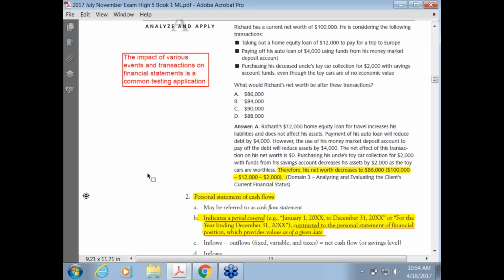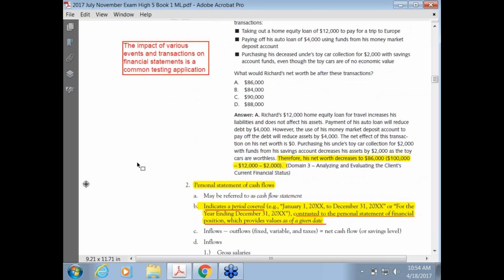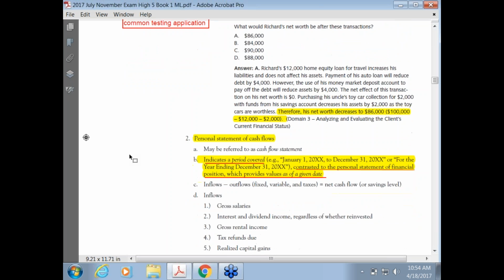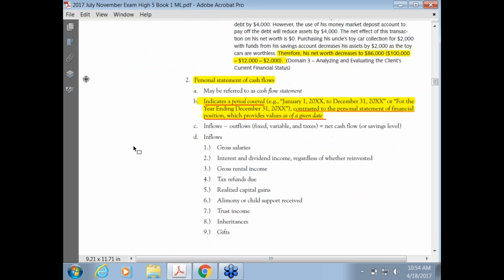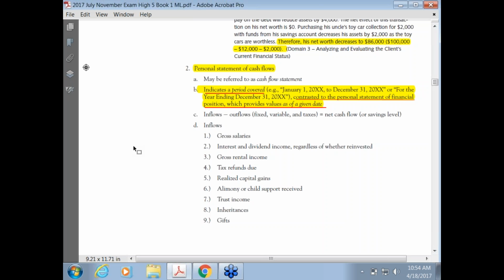It's just, do you know how it impacts the statement based on what they've done? So always give these a shot and work through the rationale and the answer key as well. And if it doesn't connect for you, that's a great time to use the instructor link service or ask me a question. The second statement that usually is tested is the statement of cash flows.